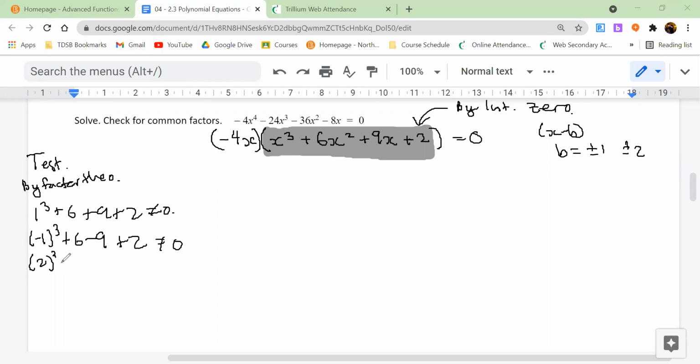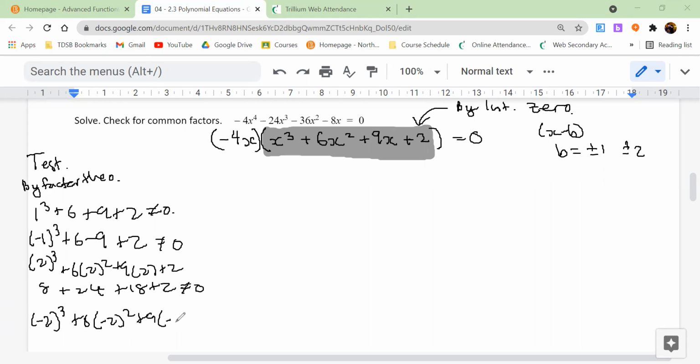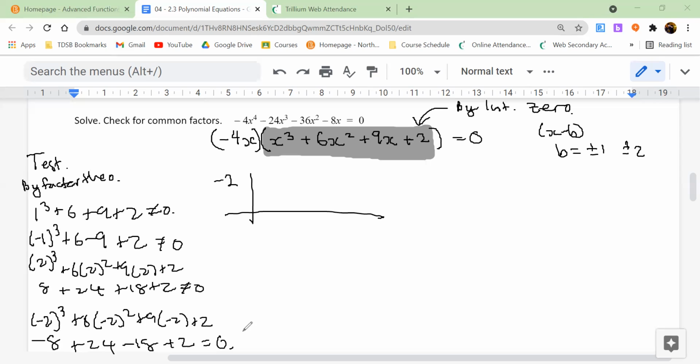Let's try 2. 2 cubed plus 6 times 2 squared plus 9 times 2 plus 2. That's an 8 plus 24. Not a 0. -2 cubed plus 6 times -2 squared plus 9 times -2 plus 2. -8, positive 24, minus 18, plus 2. That is going to equal a 0. Yay. So this, I'm going to divide using the root x plus 2. That's going to be my root.